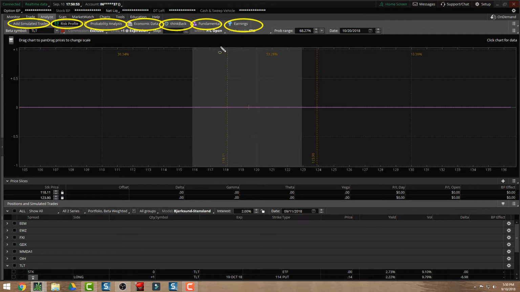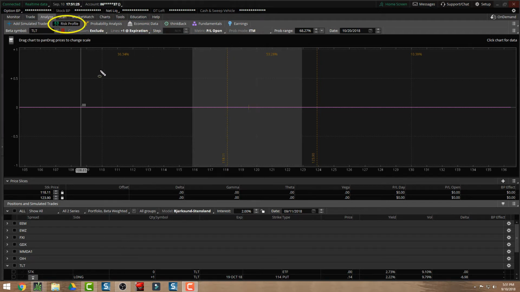If we're trading stocks, we can look at the fundamentals of the company. If we're also trading stocks, we can look at earnings data. But what I really want to focus on today is this one right here, the risk profile.